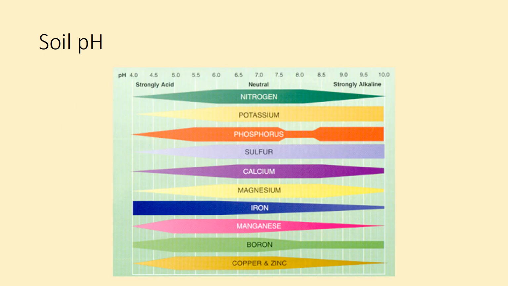Here is a classic figure you should commit to memory. How we interpret it is along the x-axis we have soil pH, moving from strongly acidic on the left to strongly alkaline on the right. Each one of the bars along the y-axis represents an essential plant nutrient. The thicker the bar, the more plant available that nutrient is. As you can see, many bars are the thickest between a pH of 6.5 and 7.2. That is an ideal soil pH.